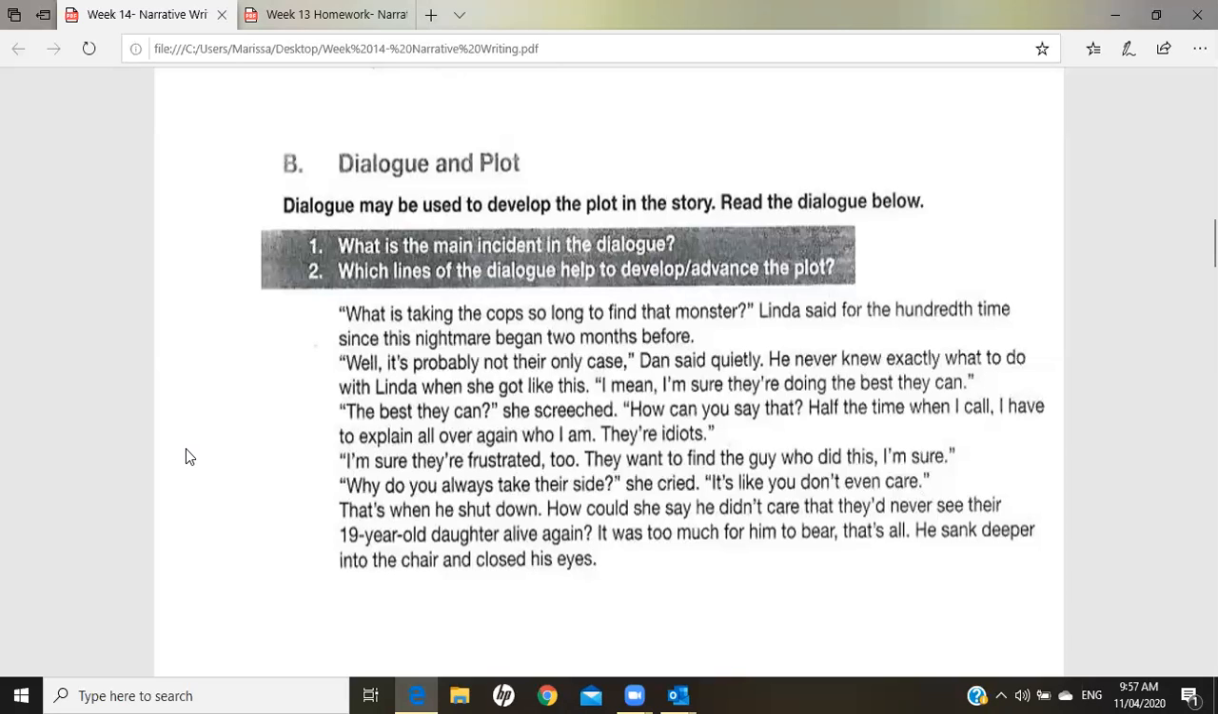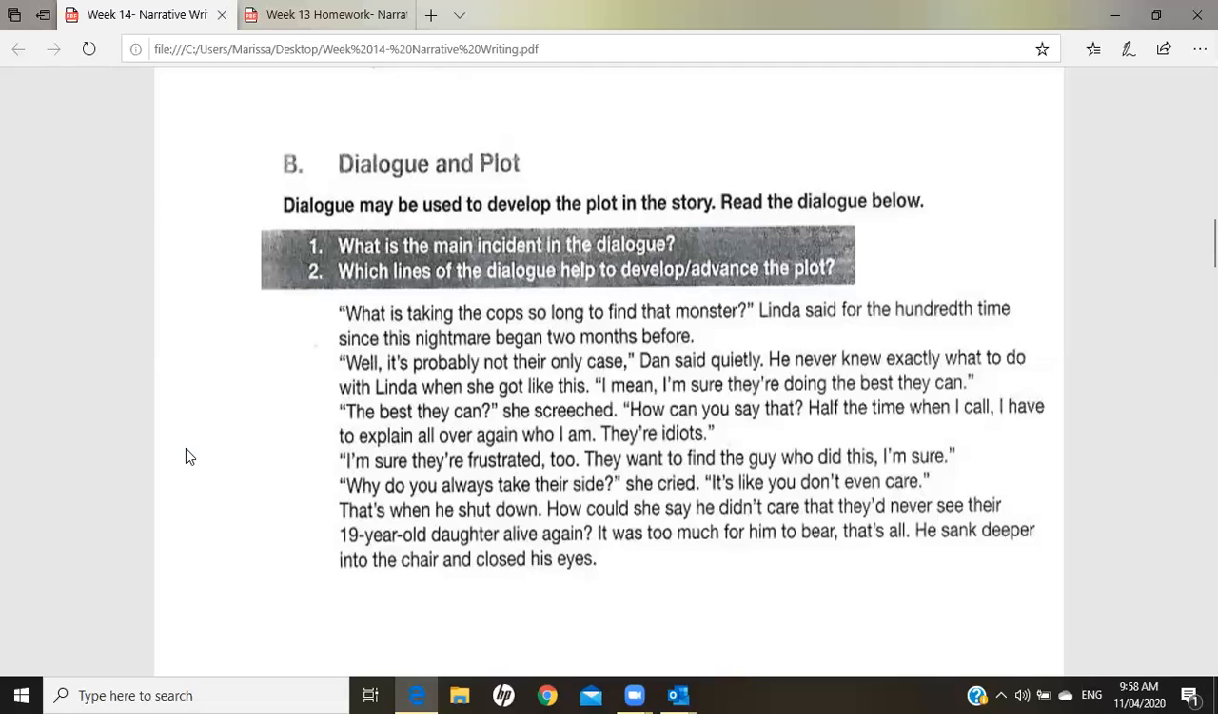So there are many ways that the story could go, which leads to number two, which says, which lines of the dialogue help to advance the plot or develop the plot? So based on what is being said in the specific lines, what would you interpret those lines to mean, and how are you going to continue the story? So if you had to continue the story, what lines or what the characters said would you use to show the outcome of the story?